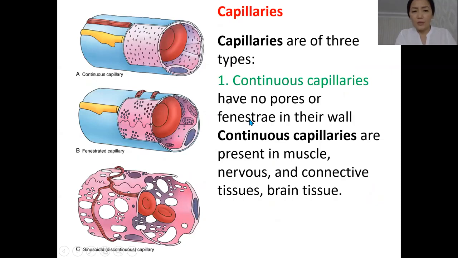Capillaries, morphologically, can be of 3 types: continuous capillary, fenestrated capillary, and sinusoidal capillary. The most abundant of them is the continuous capillary. Depending on the function of the organ, the fenestrated capillary can be present. We will see about it later. Continuous capillaries, we said, are the most abundant. On the wall of these capillaries, there are no pores or fenestrae. That's why we call them continuous capillaries. Remember, this type of capillary is present in muscle, nerve, connective tissue, and brain tissue.